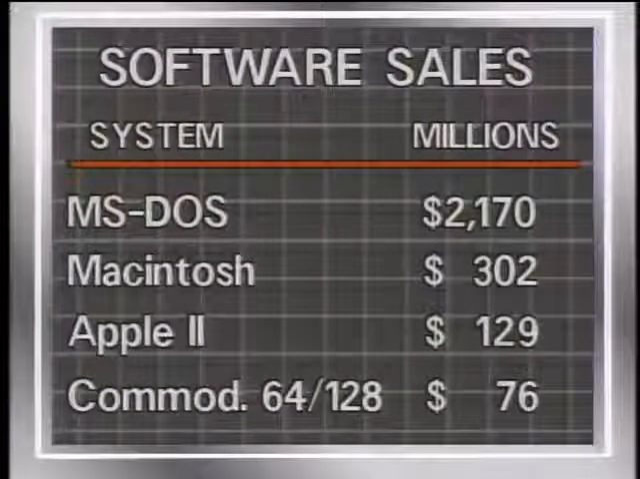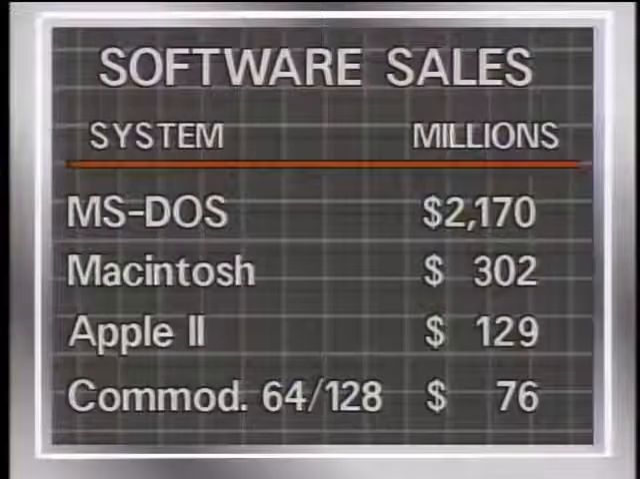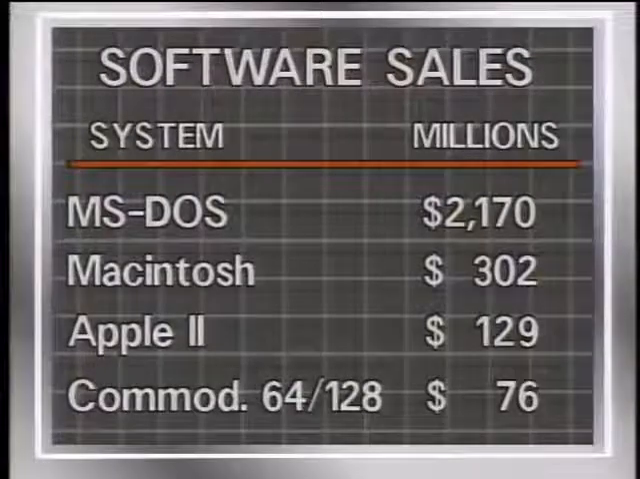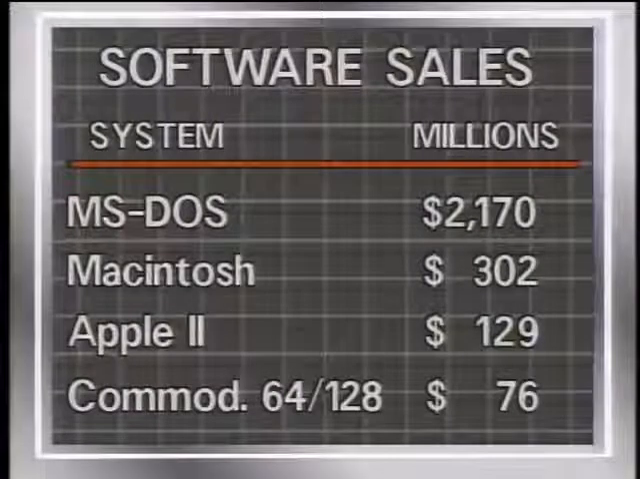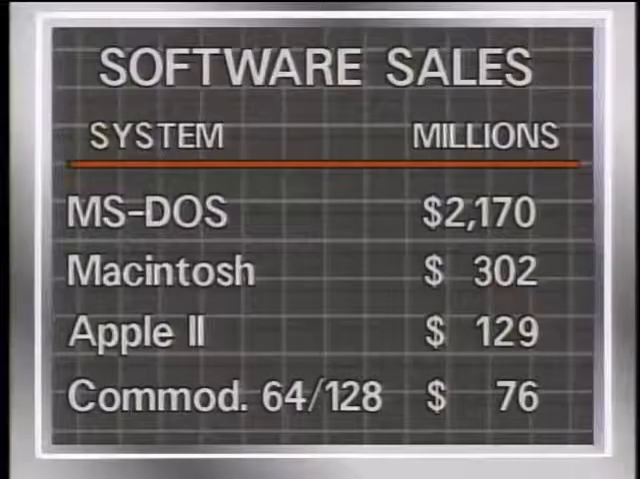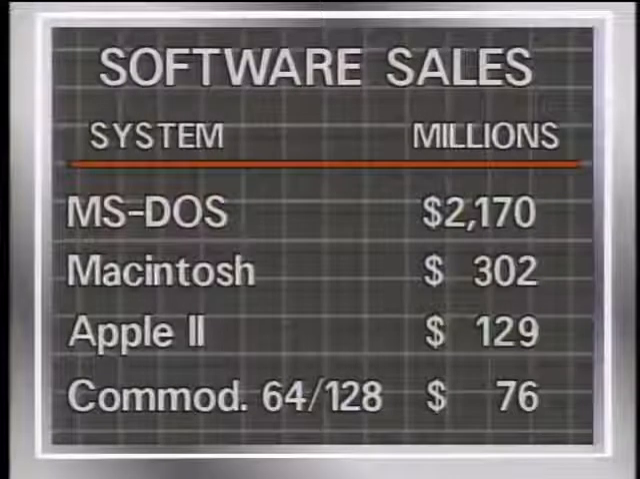According to the Software Publishers Association, software sales for the first three quarters of this year were up 48%. MS-DOS software accounted for 77% of all software sales. Macintosh software, which ranked second in sales with 11% of the market, got the honors for the fastest growing segment of the software market. Next in market share were the Apple II and the Commodore 64.